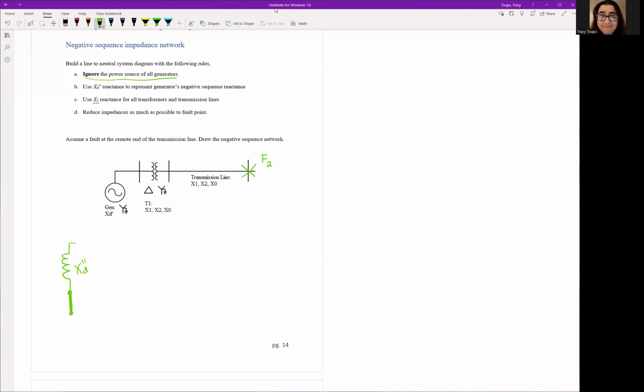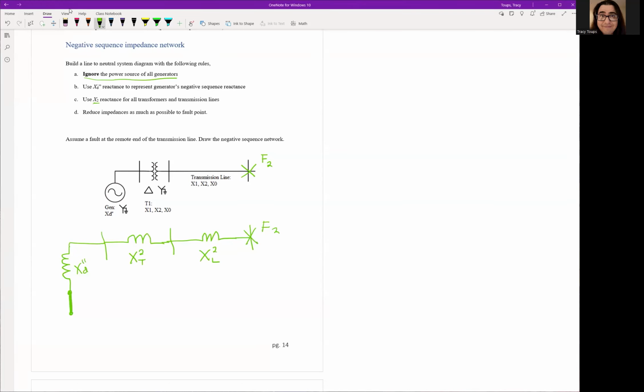We're going to move up. We're going to hit the bus. We're going to go through the transformer, which is now just an impedance. We're going to call this X2T. So remember, we have to use our negative sequence impedance, right? You can't mix and match them. Everything's going to go wrong. We're going to hit our bus again. We're going to hit our transmission line. We're going to use X2 of the line, and then we're going to hit our fault point, F2.